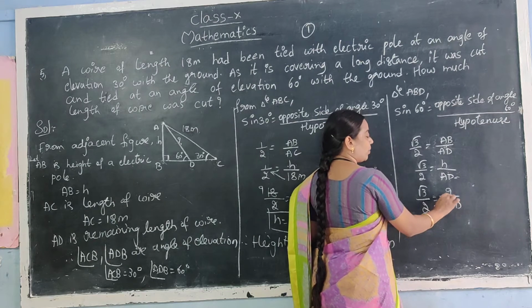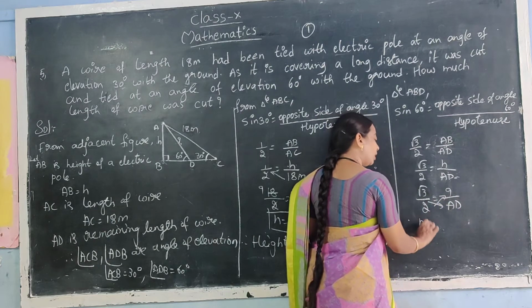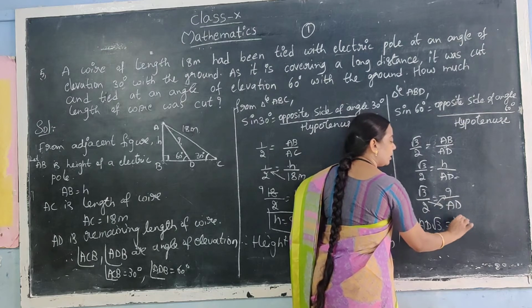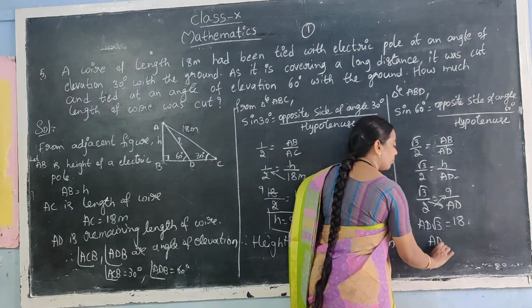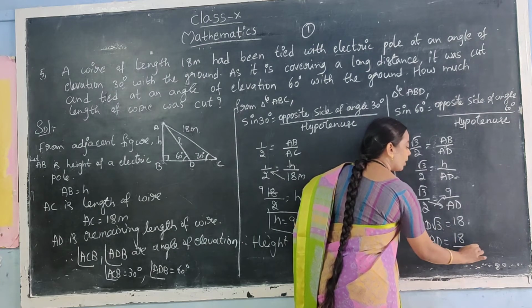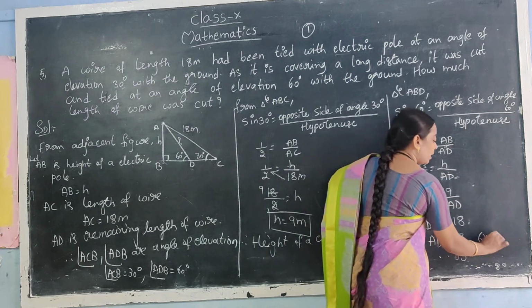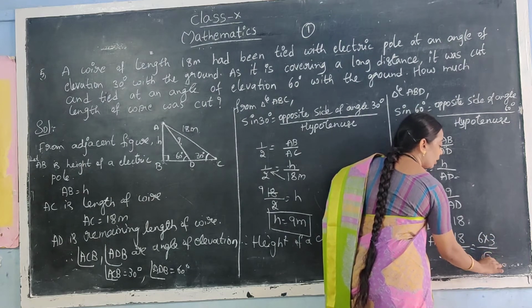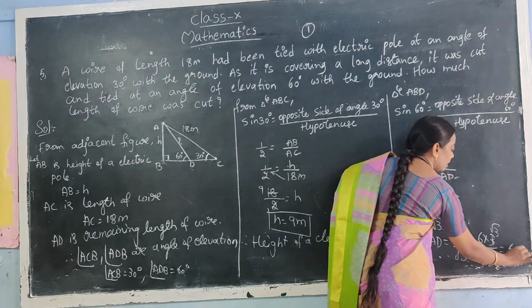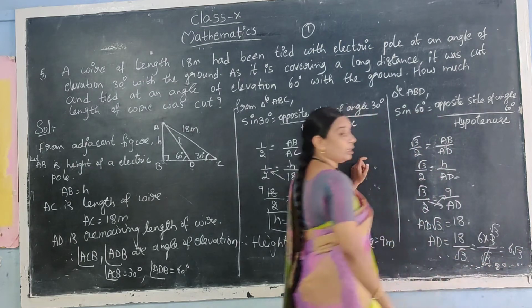Okay, now cross multiply. AD into root 3, AD root 3, equals 9 twos are 18. Now AD is equal to 18 by root 3. Now how to express 18? 6 threes are 18, so 6 times 3 by root 3. Now in this, root 3 in 3 root 3 times cancel. Remaining is 6 root 3. Now AD value is 6 root 3.